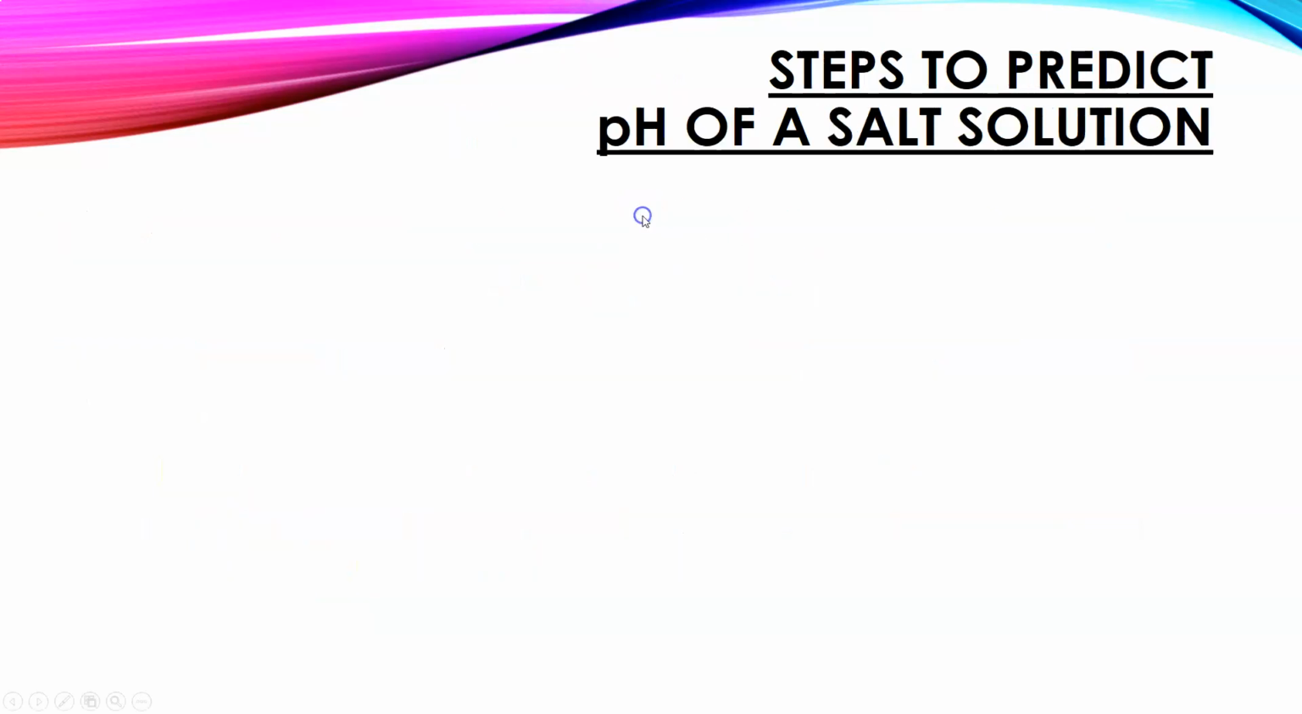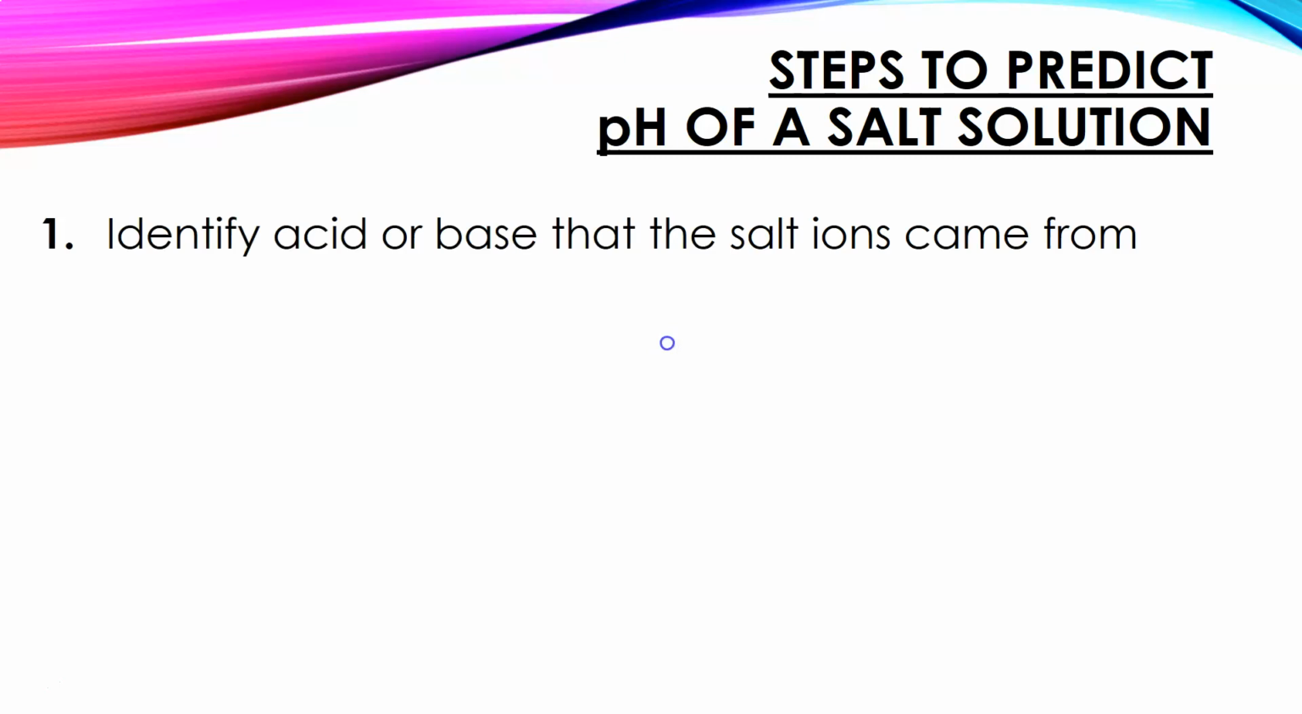Okay, so how do we predict the pH? Let's walk through the steps you would have to do. First, you need to identify the acid or base that the salt ions came from. Where did they originate? Which acid did the anion come from? Which base did the cation come from?